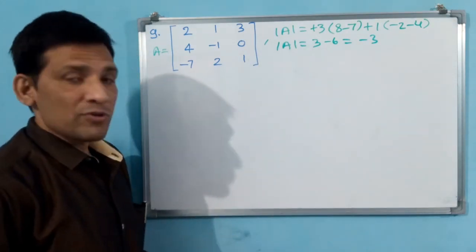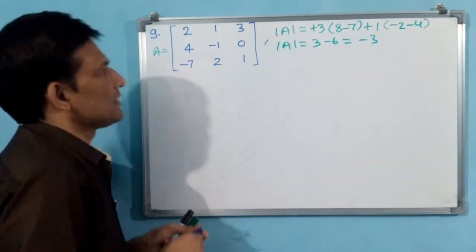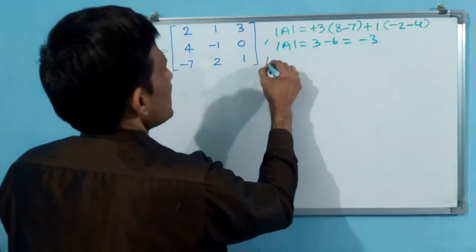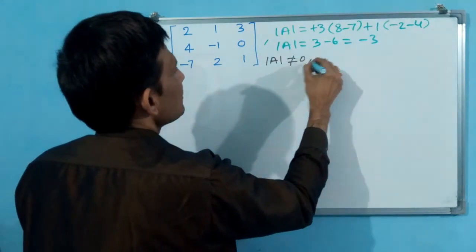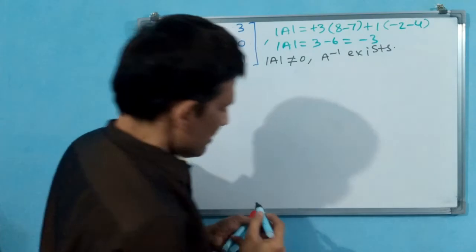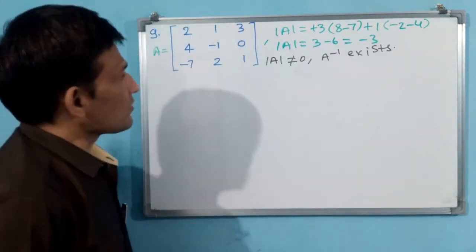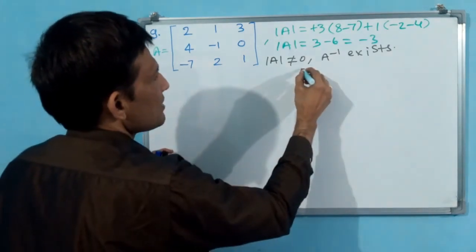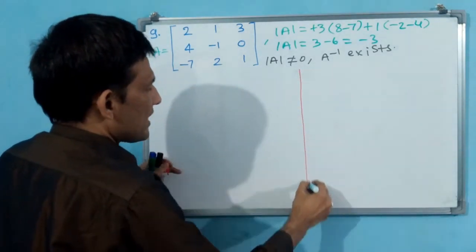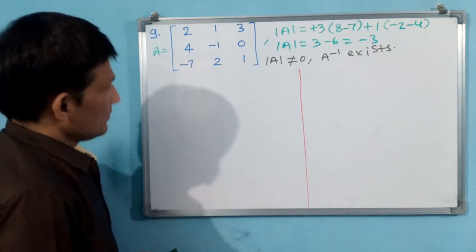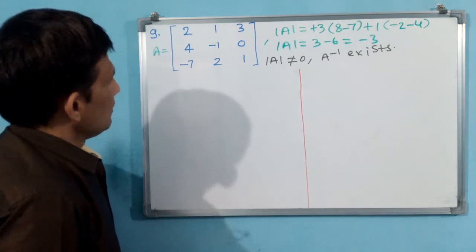That means here you are having A inverse. Write down that one. Write down. Determinant A is not equal to 0. A inverse exists. If A inverse exists, what you have to do? You have to find first adjoint A. That means minors you have to find. Let us find the minors.